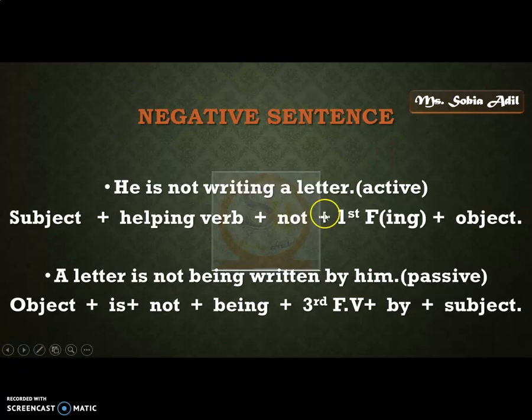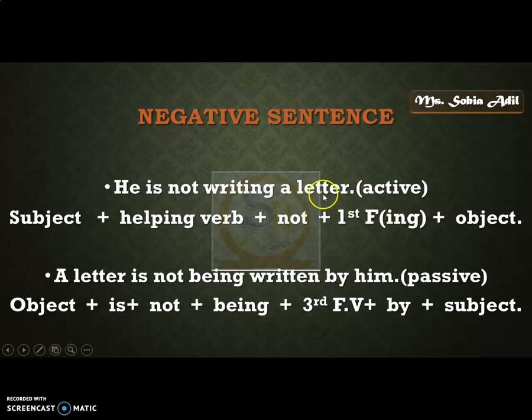Now moving on to the next one, that is the negative sentence. So you need to follow this structure for passive voice. First is the active voice for you: he is not writing a letter. Now here he is the subject, then comes the helping verb, then not, because it's a negative sentence. Writing is here first form plus ing, and a letter is here the object. But when we change it into passive voice, we first write the object right here.